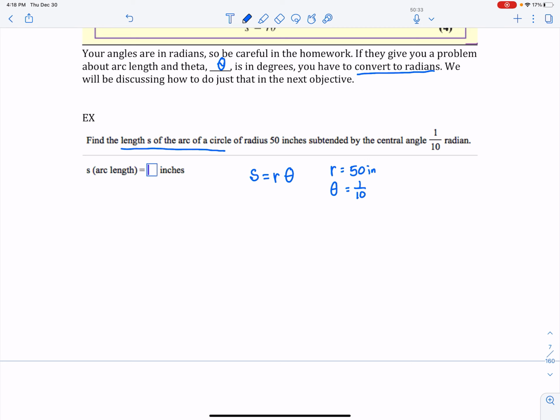If I put this into the formula, S equals R, remember R is 50, and the angle is 1/10. So 50 times 1/10 is 5. And we're in inches. So that arc length is going to be 5 inches long.